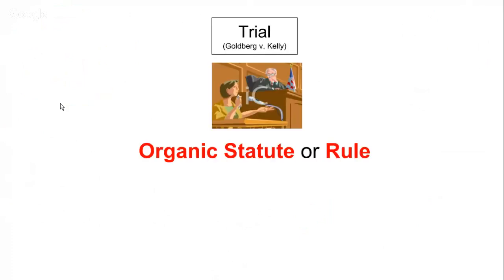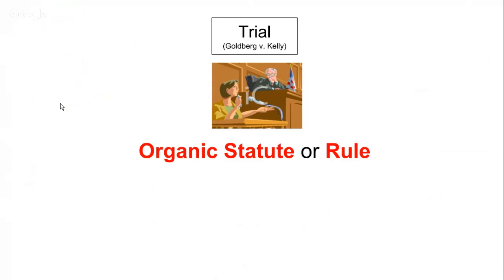So the last piece of this, remember, just because you have this trial, the Matthews balancing test is not the only way you can achieve a trial-like process. Don't forget the organic statute. The governing statute could say you should get an on the record hearing, and if it says that, then obviously you're going to get a trial too, right? No matter what the balancing test says.